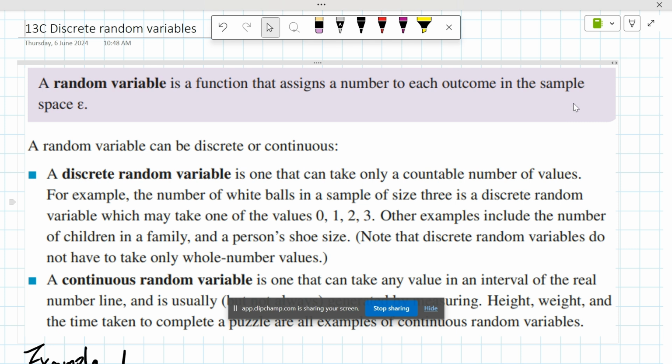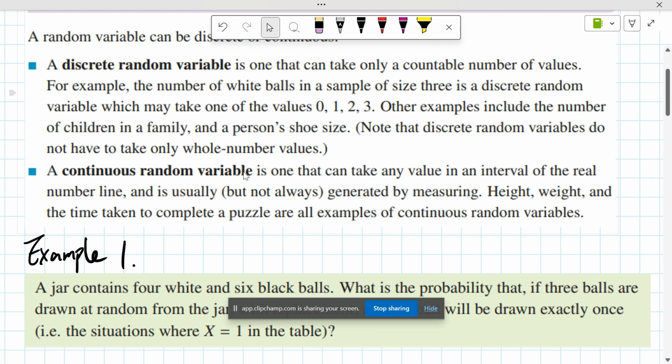A continuous random variable takes values in an interval of the real number line, usually but not always generated by measuring, such as height, weight, and also the time taken to complete a puzzle or something like that.